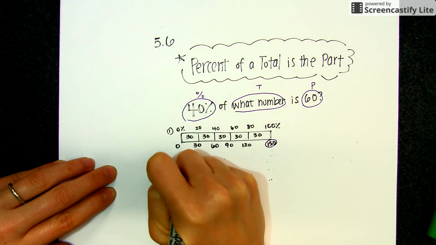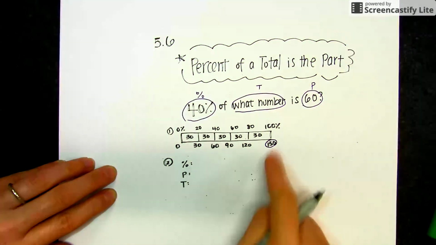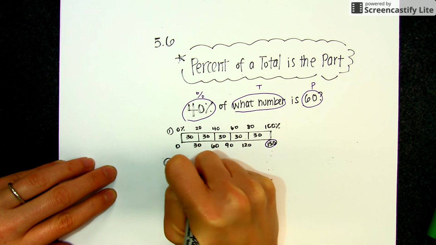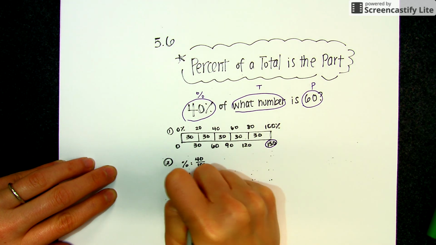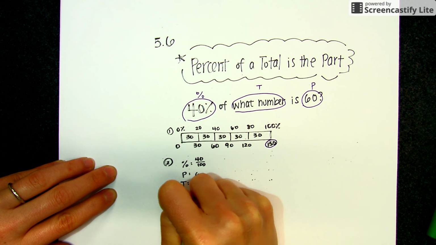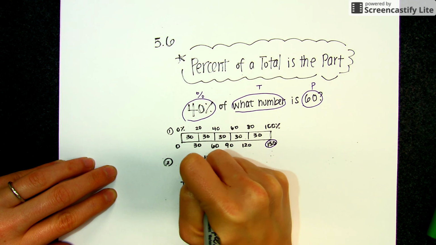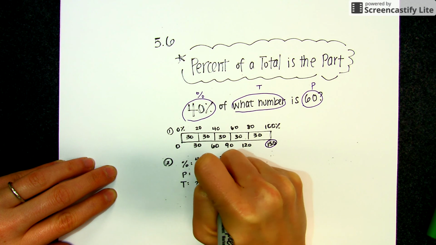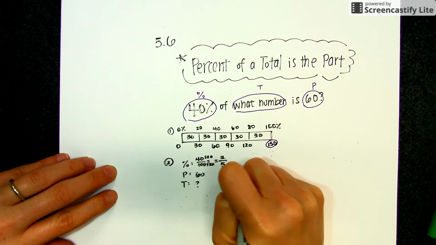Way number 2, the ratio table way, percent, part, total. We already know what we're looking for, but this is another method to show it. So 40%, I like to change it into a fraction, 40 over 100. You can always simplify this; you do not have to say 40 over 100. P is going to be 60, and T is going to be the question mark. Let's do this in the simplest form. 40 over 100, I can divide top and bottom by 20, so that's 2 over 5, the simplest form.